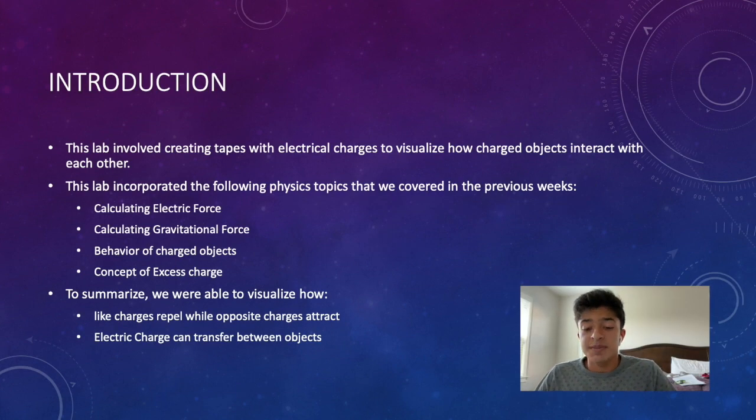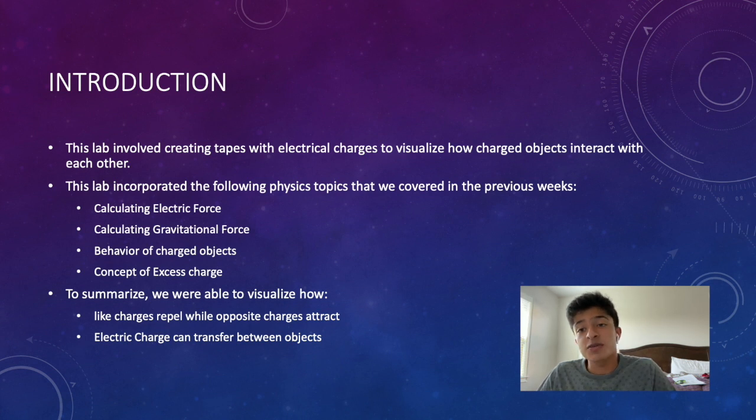So the introduction: the goal of this lab was to observe the interactions between charged objects, and we did this by charging pieces of Scotch tape and observing the tape's interaction with other objects, both charged objects and neutral objects. This lab helped us visualize a couple of different physics principles that we've been discussing, and those include calculating the electric force, which is done by multiplying the electric field by the charge of an object.